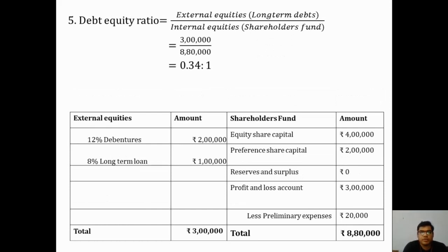Debt equity ratio. The formula is external equities, that is long term debts, divided by internal equities, that is the shareholders fund. External equities are the 12% debentures we have, as well as the 8% long term loan, the long term debts we have here. Together it comes to rupees 3 lakhs. Shareholders fund is 8 lakh 80,000. So long term debts of 3 lakh divided by shareholders fund 8 lakh 80,000 gives 0.34 is to 1, that is our long term debts are 0.34 of our shareholders fund of 1 rupee.